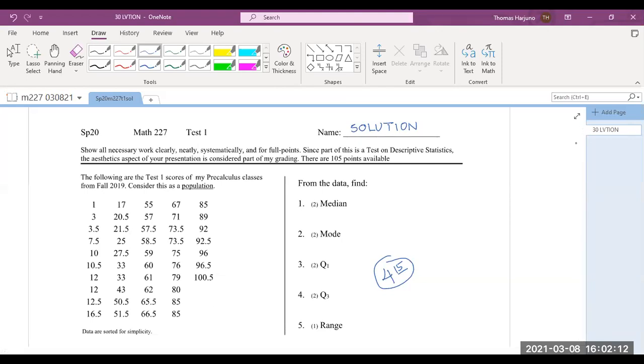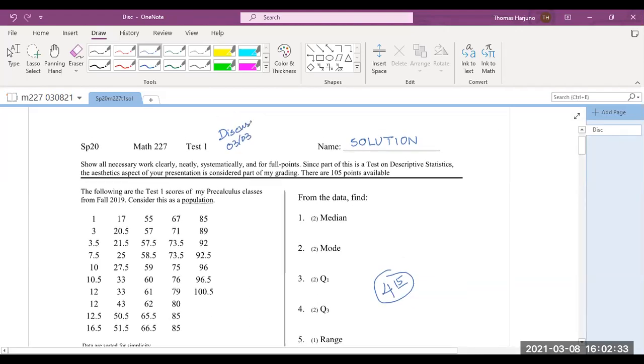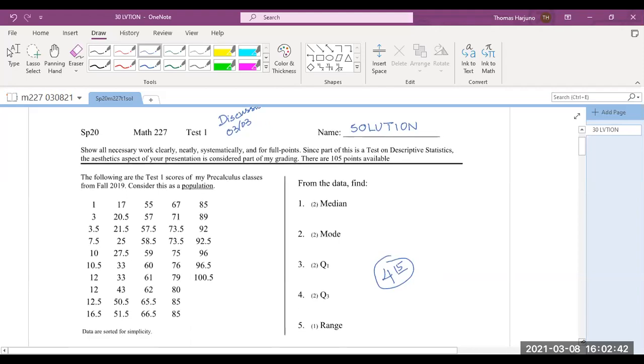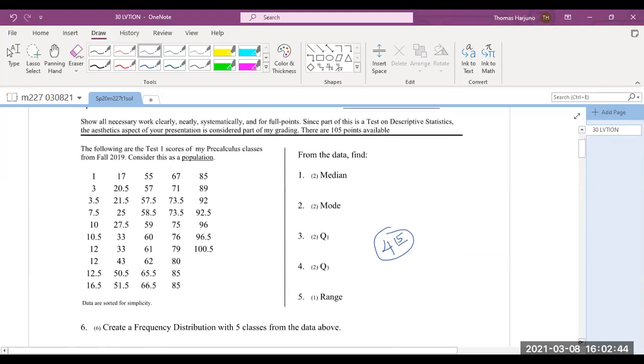Okay, and this is from Spring 20. You can find the blank test on the discussion board, Math 227, from last Wednesday. So that was on March the 3rd, discussion board. Okay, if you can print it out, that will be great. Otherwise, you copy the data down or you just attack that right away from here.